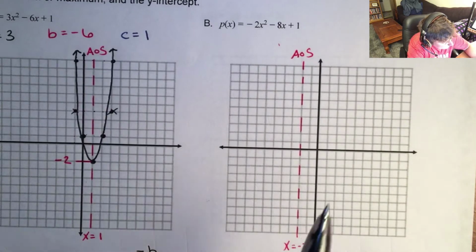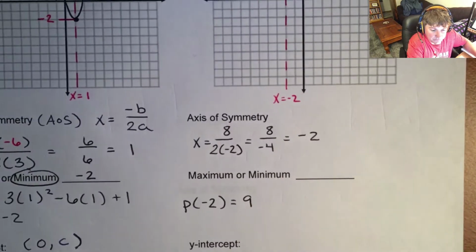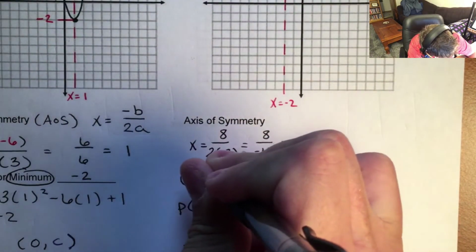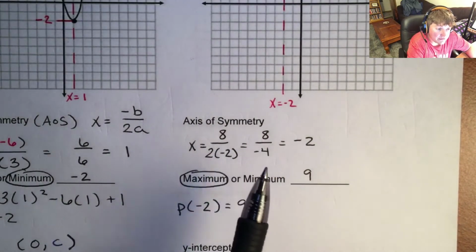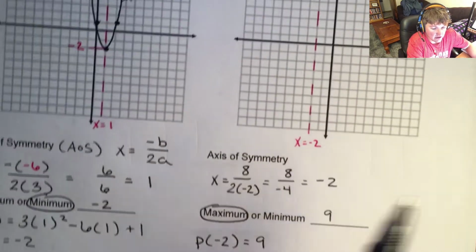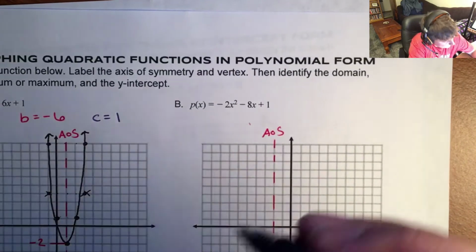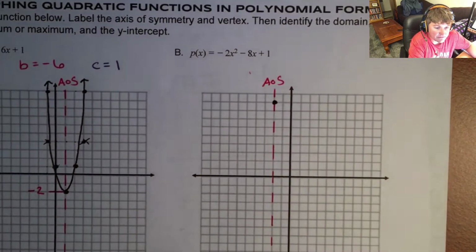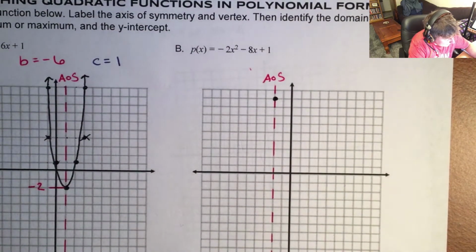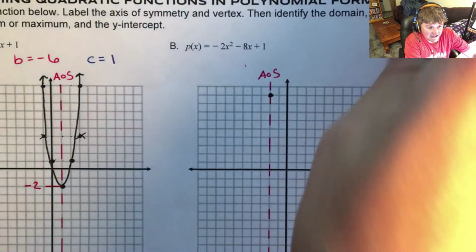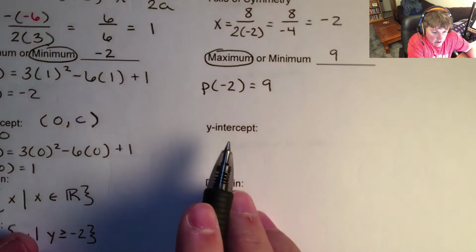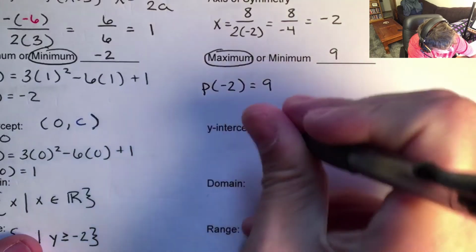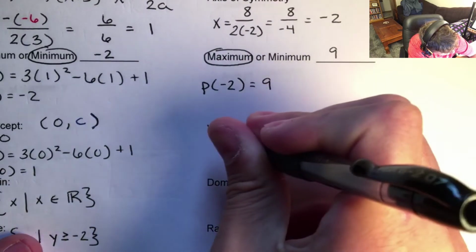Okay, I know that since my a value is -2, I am actually going to have a maximum here of 9, because it's going to open down since my a value is negative. So let's go ahead and graph that ordered pair, -2, 9. And that is right here. There's my vertex. Next I need to do the y-intercept. The y-intercept is going to be right here, and it's always 0, comma, the c value. For me, my c value is 1. So my y-intercept is 1.